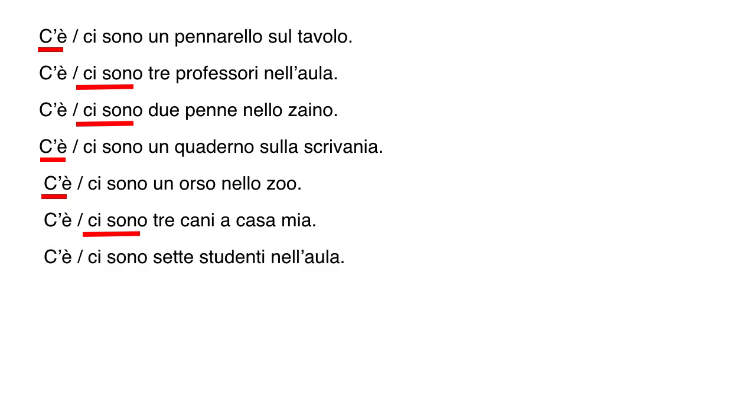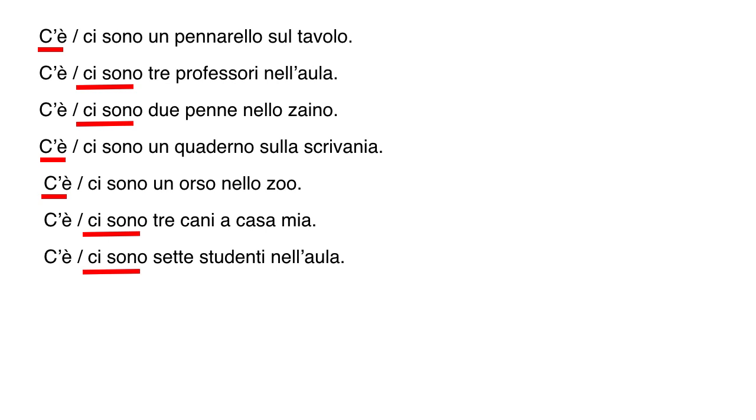Sette studenti nell'aula. You already know the answer to this one as well, right? Ci sono. Seven students. It's plural, so ci sono. And again, ci sono means there are. So ci sono sette studenti nell'aula means there are seven students in the classroom.